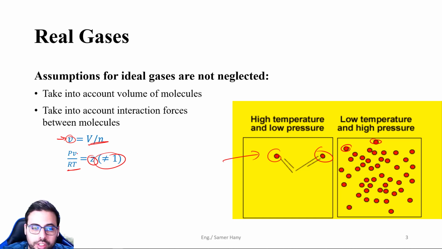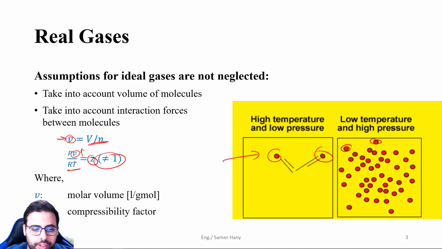And this actually indicates the volume of the real gas with respect to the volume of the ideal gas. So at the same temperature and pressure, if Z is more than 1, then the volume of the real gas is higher than the ideal volume of the gas at the same conditions. And if Z is less than 1, then the volume of the real gas at the same conditions will be lower than the ideal gas volume. Okay, and Z is called the compressibility factor, which just refers to how compressed the gas is with respect to the ideal gas.